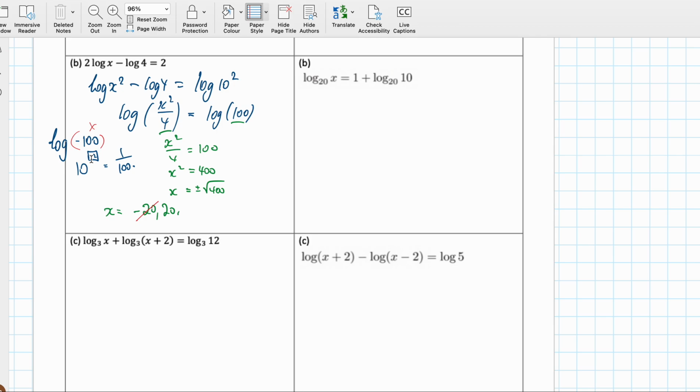Okay, let's move on to this last one here. Log base 3 of x, plus log base 3 of x plus 2, equals log base 3 of 12. So they all have the same base. Let's bring them together.